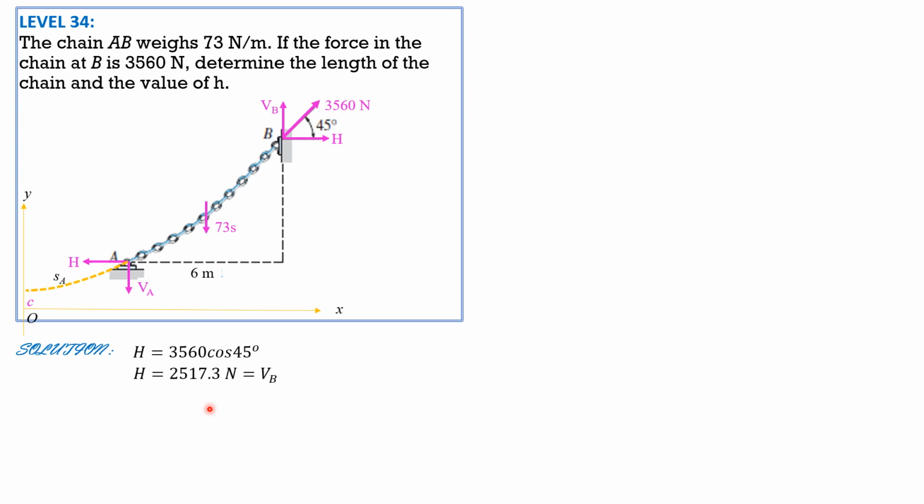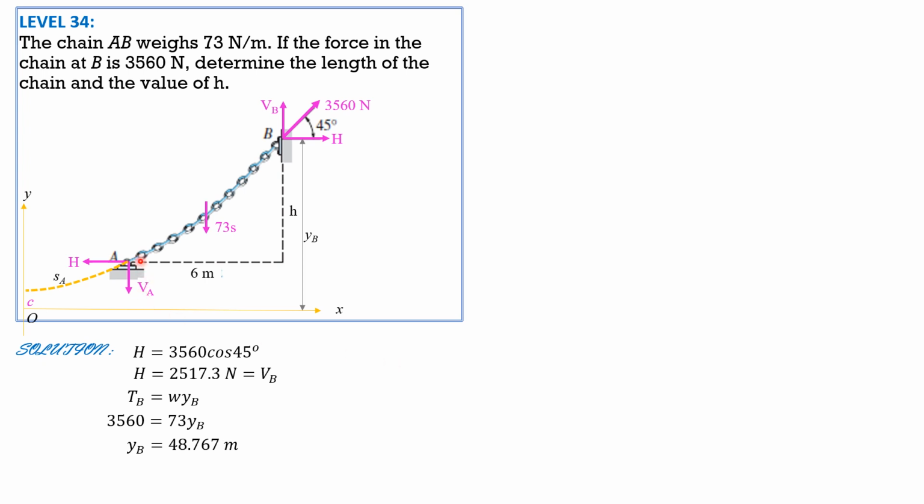Then H is WC. So H is 2517, so call that YB. And that's his H. T sub B is WYB. So 3560 equals 73 times YB. So YB can now be found equal to 48.767 meters.